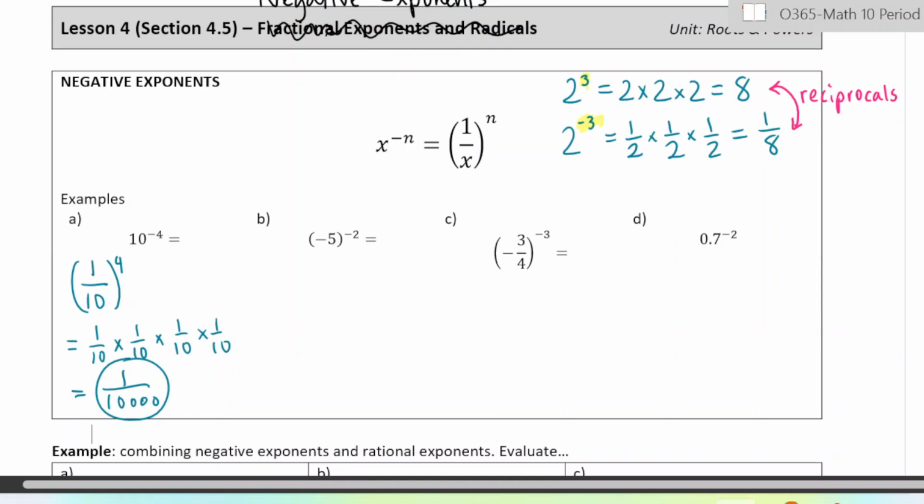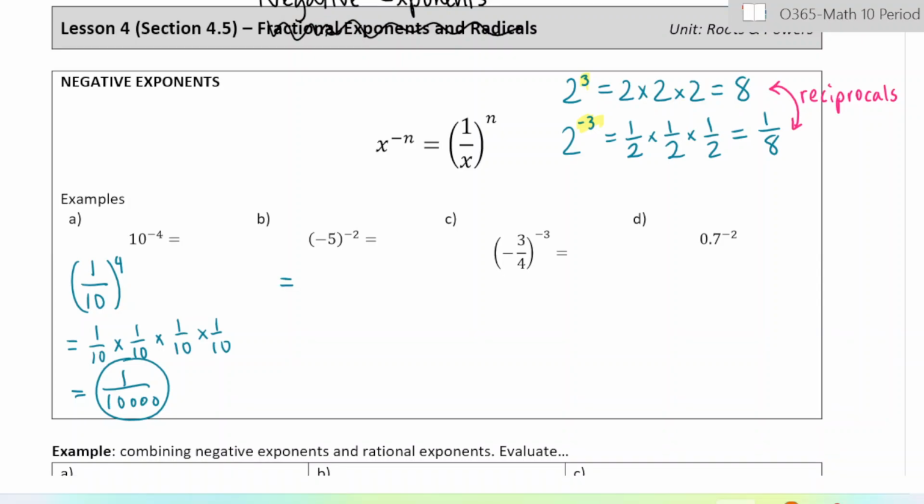Okay, let's do this one. One way that I find students like to do these is to just remember that you just flip the number and then evaluate. So here we'll just flip it to 1 over negative 5, and then it's to the power of 2. So we'll multiply it twice. So it's 1 over negative 5 times 1 over negative 5, which is 1 over 25. The answer is positive here because when you multiply two negatives together, you get a positive.